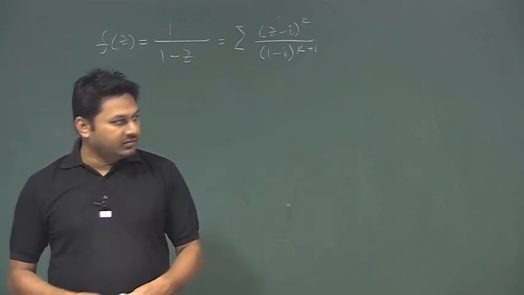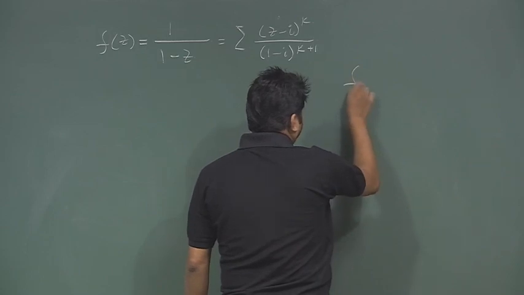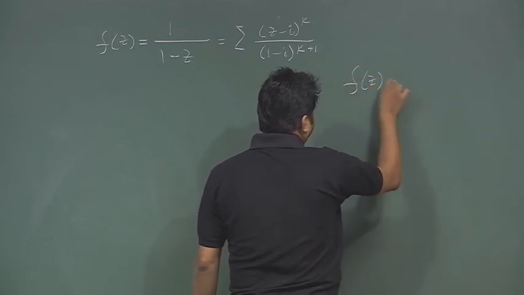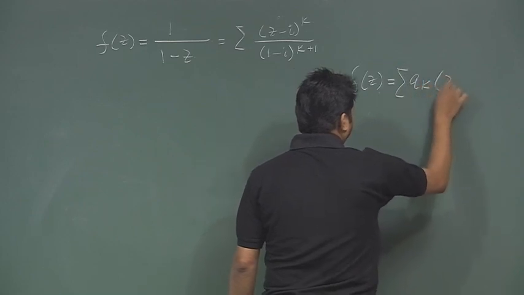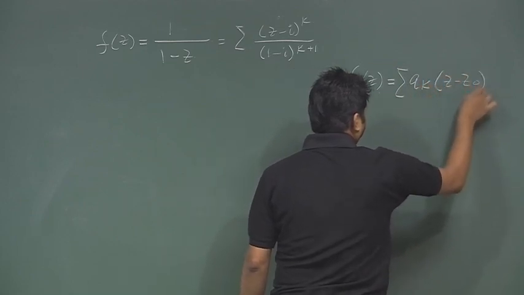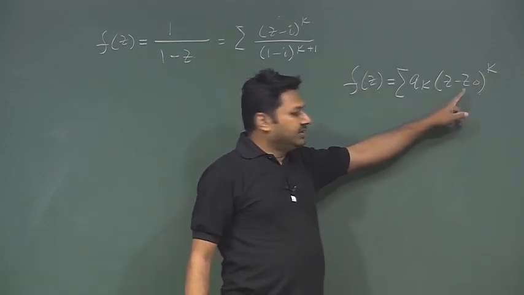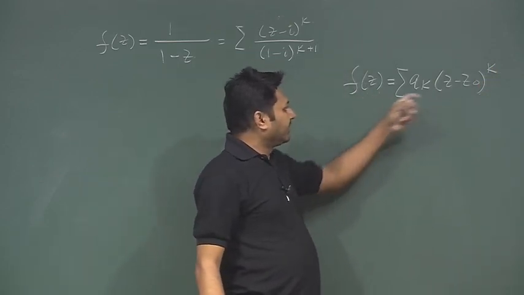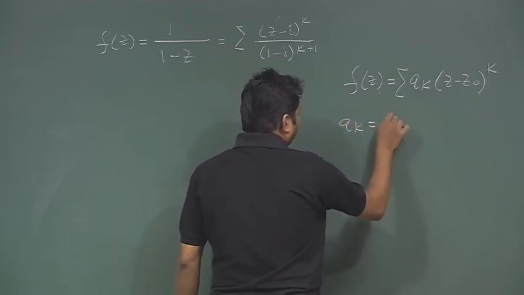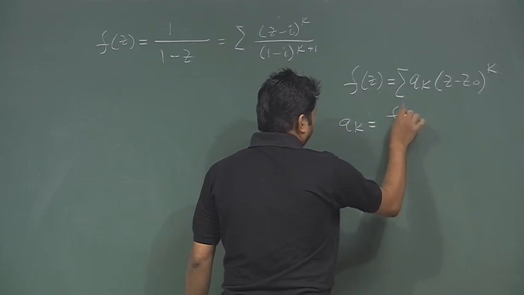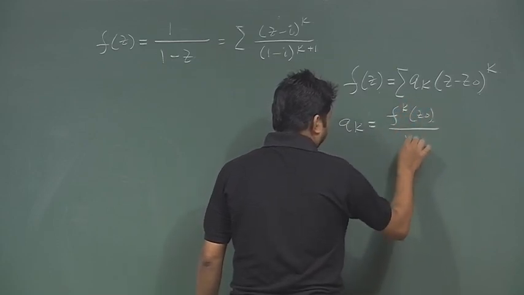In the last class we learned about the Taylor series. If a function is analytic in a region D, and z0 is in that region, I can expand this function as a power series with a_k having the form of this.